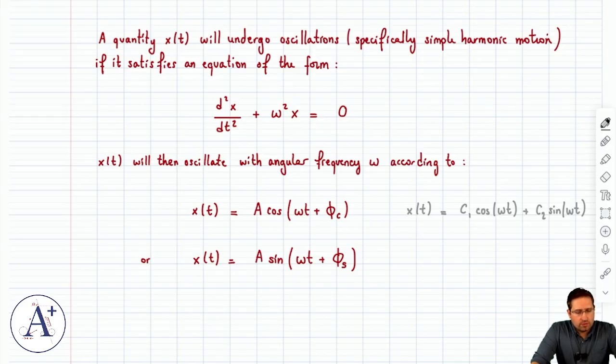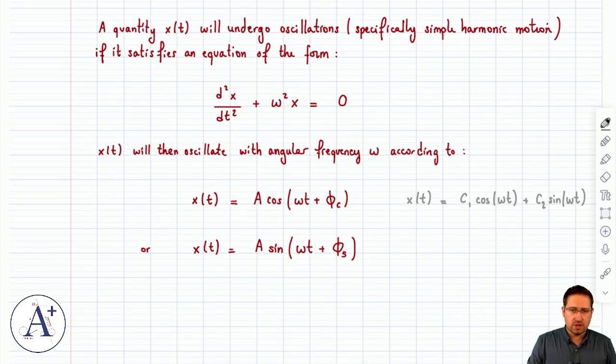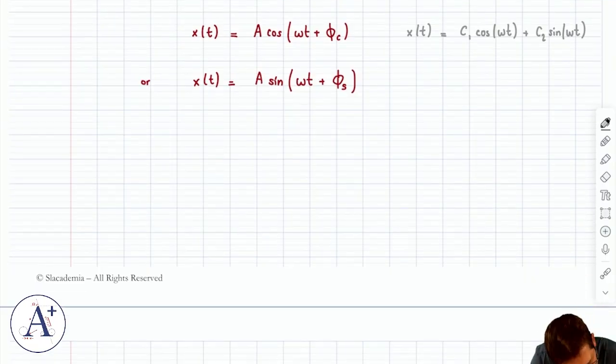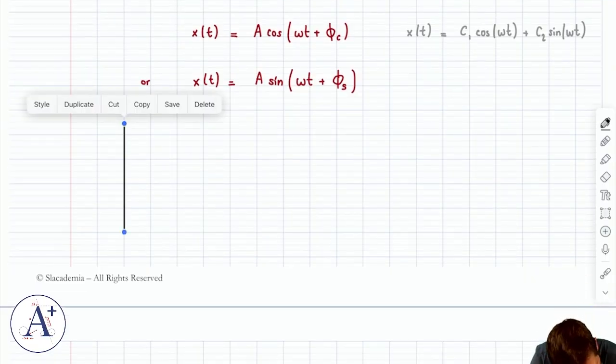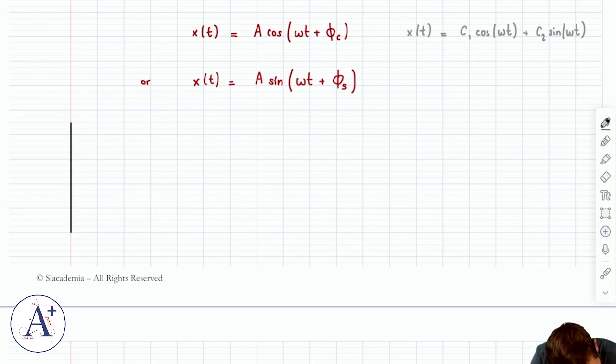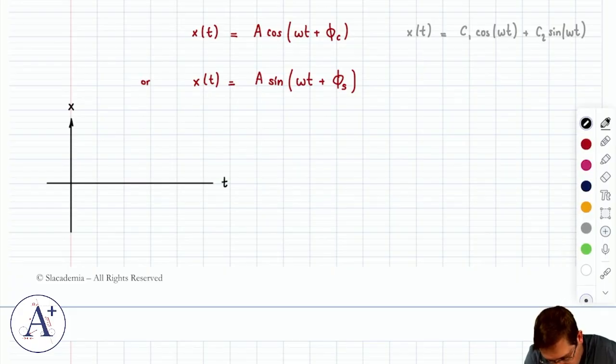So oscillations are back and forth motion about an equilibrium position. Specifically, we study oscillations where the quantity that oscillates, let's say x is the position along the x-axis of my oscillator, satisfies this, and if so, this is what x looks like as a function of time. Okay, so let's do two things. Let's graph one of these. Doesn't matter which one, they're going to both look the same. And then let's define all these quantities, because we need to know what A is. We need to know what omega is and what it represents and what it does, and same thing for phi sub c or phi sub s.